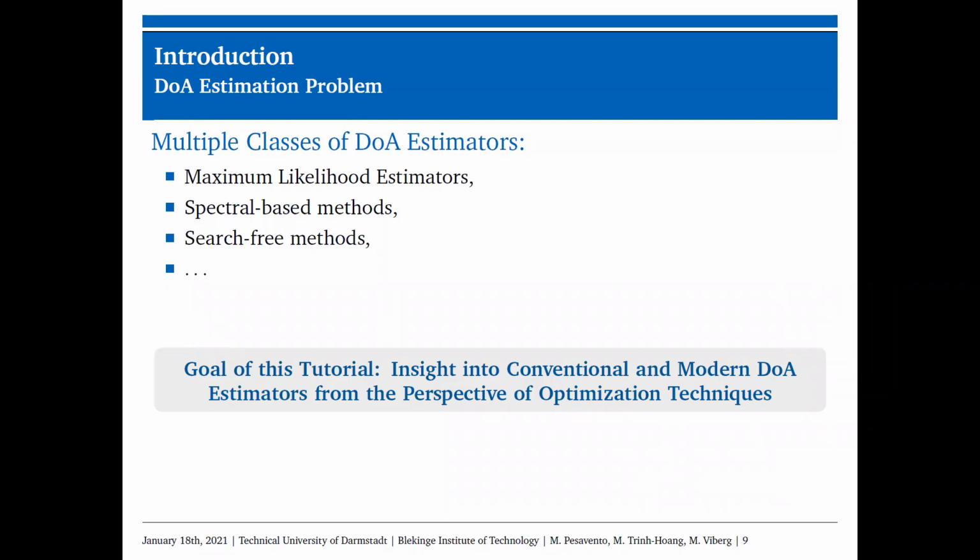Several classes of DOA estimation methods have been proposed over the past 4 decades. For example, maximum likelihood, which is a general statistical estimation method, and spectral-based methods. There is always an interest to reduce the computational cost without sacrificing too much performance, and then some search-free methods have also been developed. What we want to do in this tutorial is to give insight into several of these methods from the perspective of model optimization techniques.